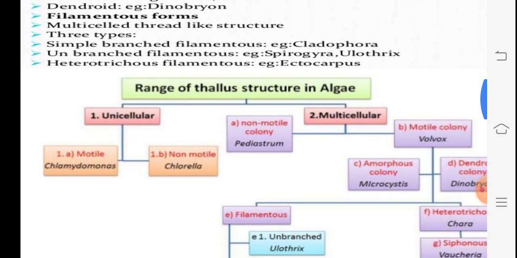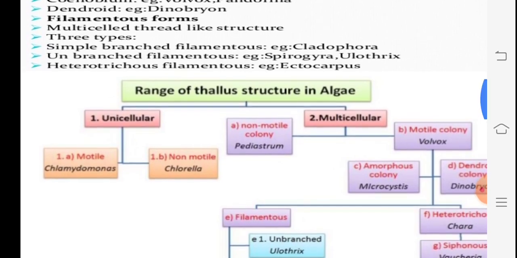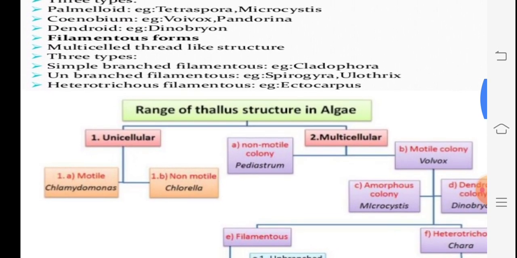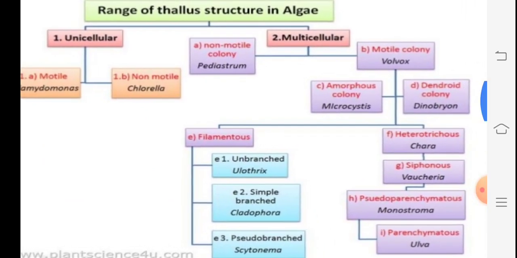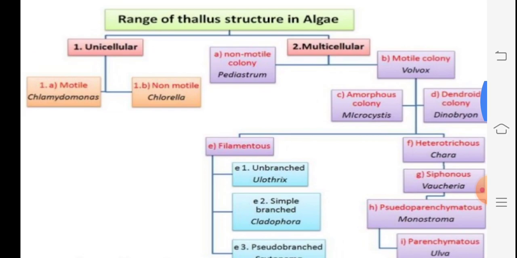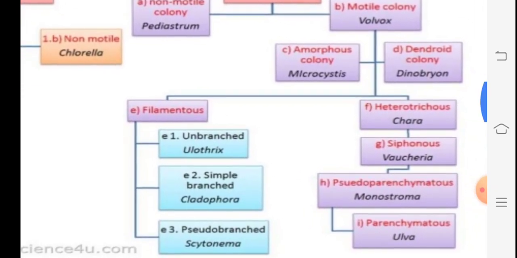In filamentous forms, three different types are there: Cladophora, Spirogyra, and Ectocarpus, which is from the Phaeophyceae and is not seen here. So in the range of thallus we already know unicellular and multicellular. Unicellular is divided into motile and non-motile; good examples are Chlamydomonas and Chlorella. Multicellular shows the non-motile colony, Pediastrum, and the motile colony, and the dendroid colony Dinobryon.